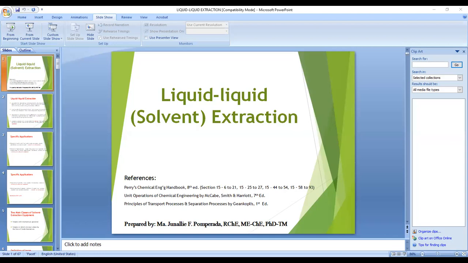So when we speak of liquid or solvent extraction, it's a process for separating the components of a liquid, that is the feed, by contacting it with another liquid, that is the solvent, with the two phases being chemically different. So in this case, we don't have a gas and a liquid phase being contacted, but rather we have both of the phases as liquid. One is the feed and the other one is the solvent.